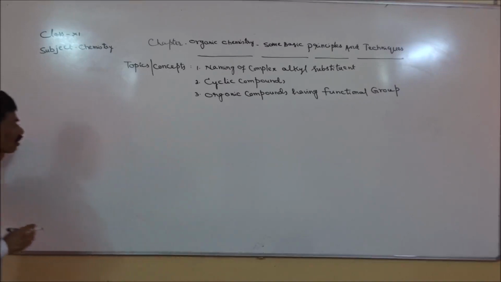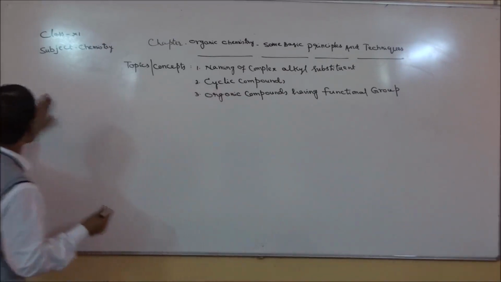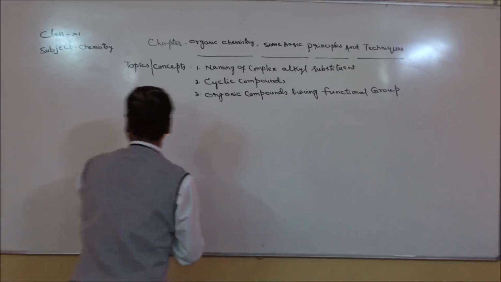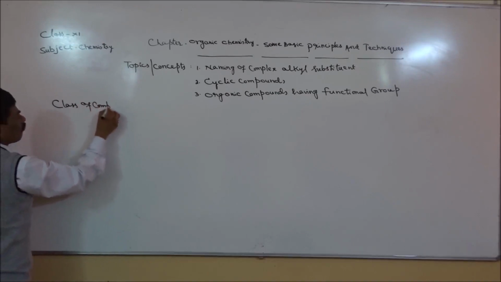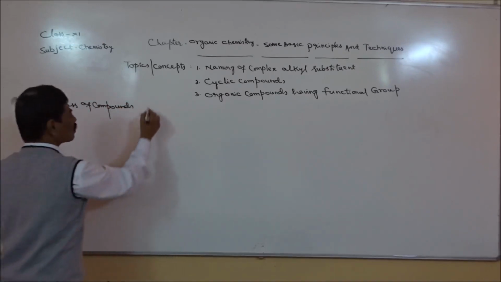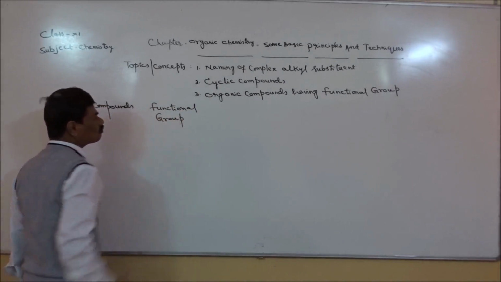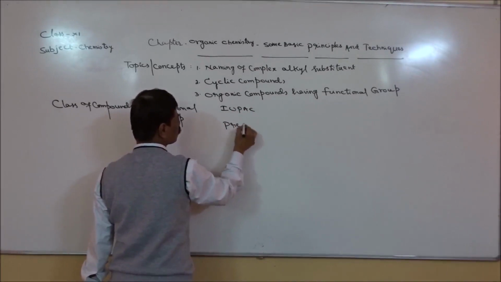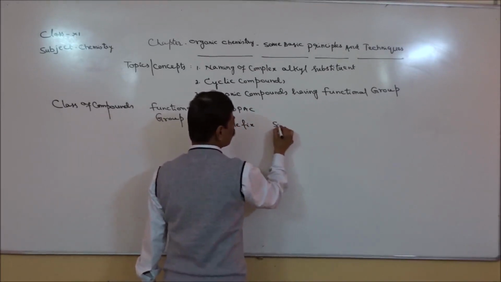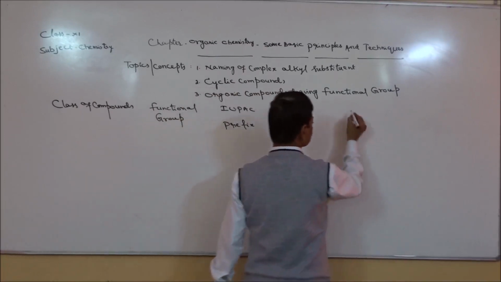So here, to better understand the topic, what I am going to do is make a table containing class of compounds, and then functional group, and the third column IUPAC prefix or suffix, like 1, 2, 3, 4. And the last column is example.